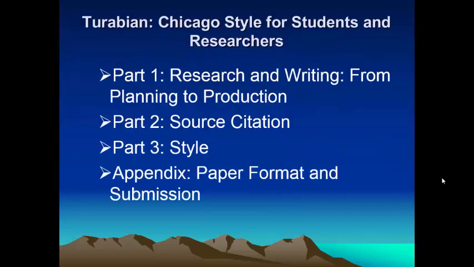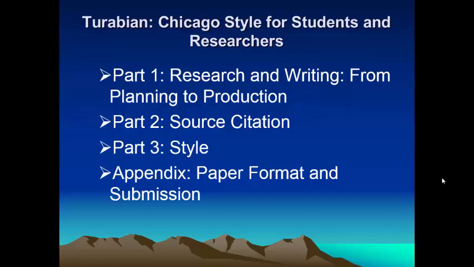Let's talk about the Turabian Manual. The Turabian Manual is Chicago style for students and researchers. Now, we could require you to buy the full Chicago Manual of Style, but it's 1,000 pages long and it costs about $68. So I think it's a lot more humane to use Turabian, which is a guide to using the Chicago Manual of Style. But you need to know that Turabian is a guide to using the Chicago Manual of Style. And if you're really ambitious, you can go buy it.